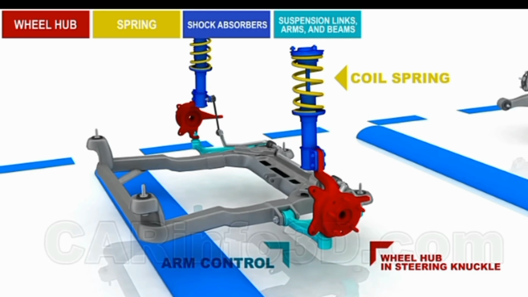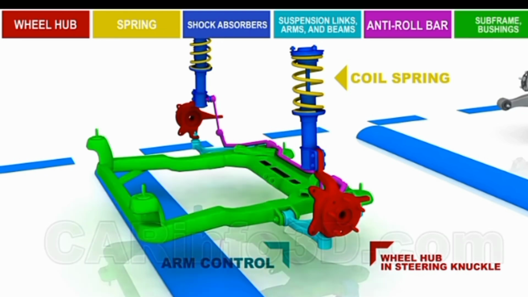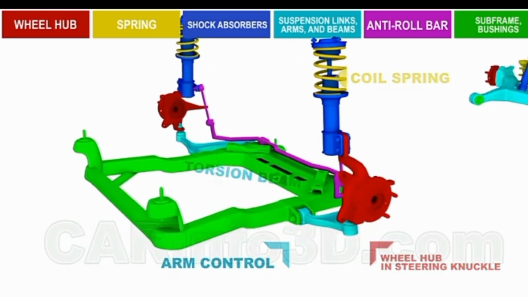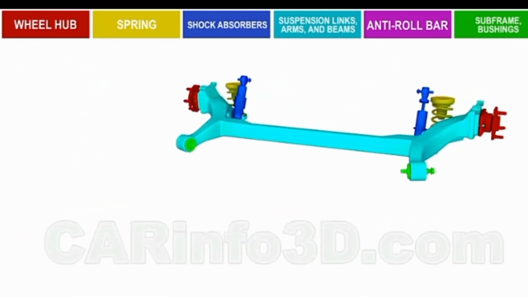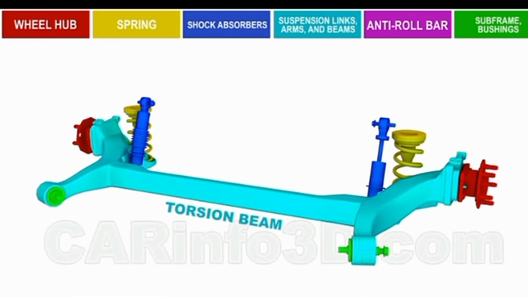This type of suspension has an arm control and a shock absorber that performs an additional function of the suspension arm. The anti-roll bar. The subframe and bushings. The front bar of the suspension system uses McPherson struts, which are very popular among car manufacturers. On the rear axle, we can see a semi-independent suspension with a torsion bar.